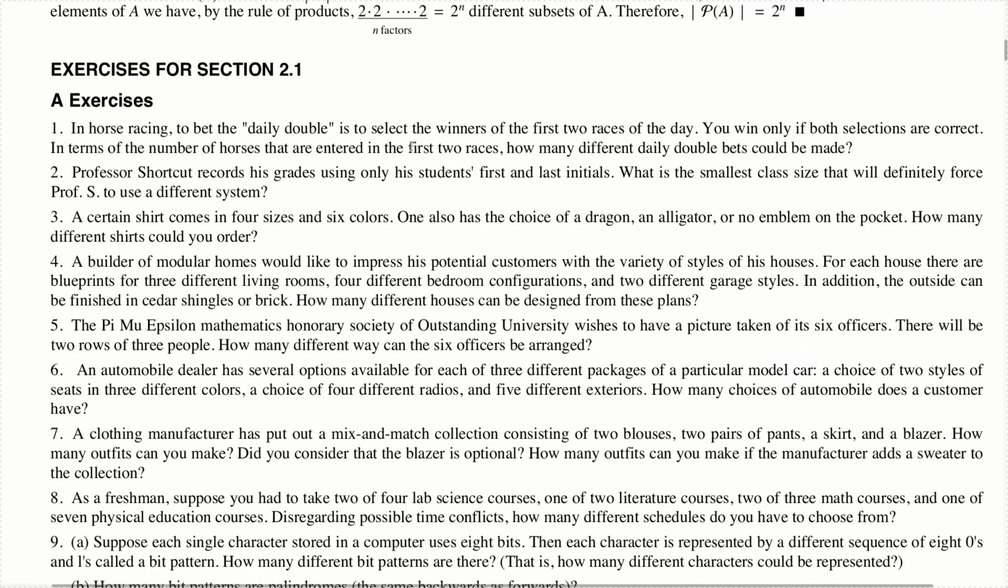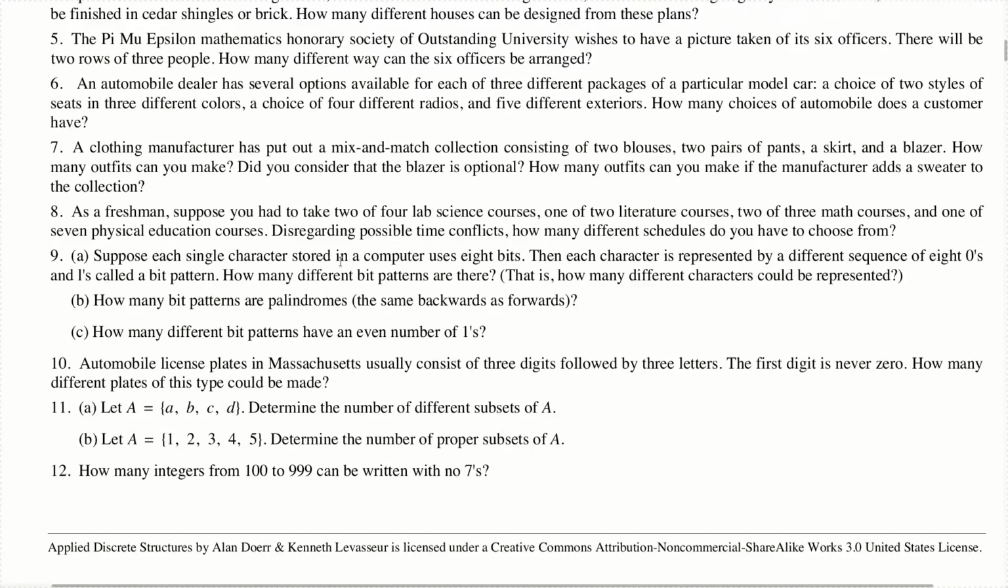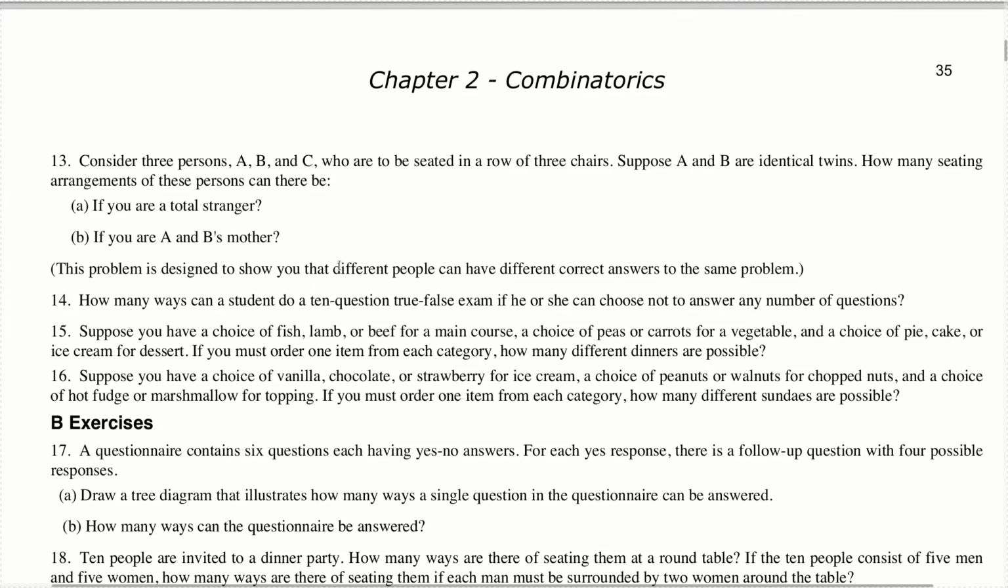Section 2.1, which is basic product rule, pretty much, ways to do tasks. So I graded number 15. 15 is a question where you're going out to dinner, and you have a choice of fish, lamb, or beef for a main course, peas or carrots for a vegetable, and pie, cake, or ice cream for dessert. And they want to know how many different dinners are possible. And I think everybody got that correct. The solution is just to multiply those.